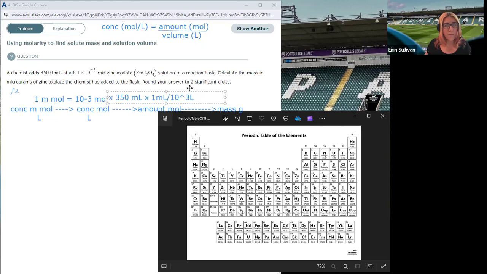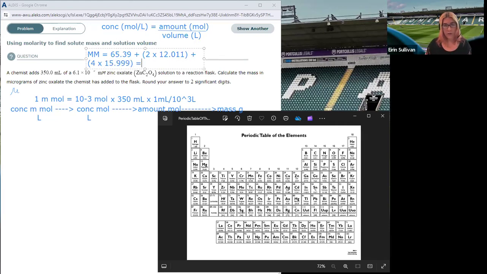We're going to use our molar mass of our zinc oxalate, so I should calculate that really quickly. The molar mass of zinc is 65.39. 2 carbon, so 2 times 12.011. 4 oxygen, so 4 times 15.999. Let me just type that in really quickly. That gives 153.408 grams per mole.